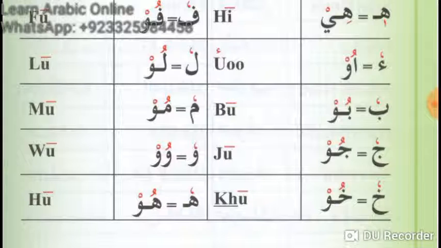Ba inverted dhamma, yes, equals ba, dhamma, waw, sukun, bu. Jim inverted dhamma equals jim, dhamma, waw, sukun, ju. Ha inverted dhamma equals ha, dhamma, waw, sukun, hu.